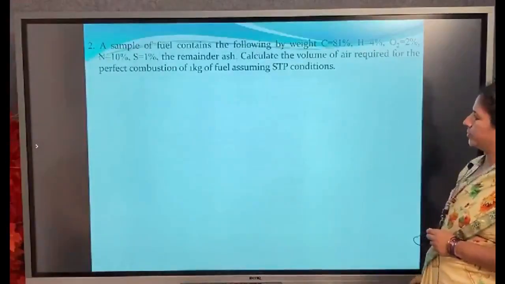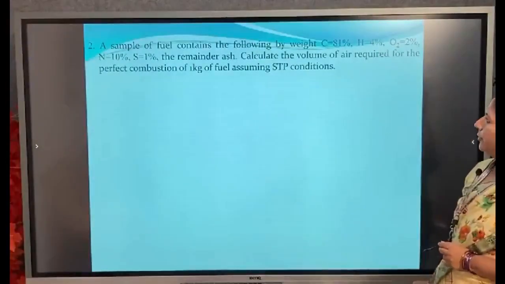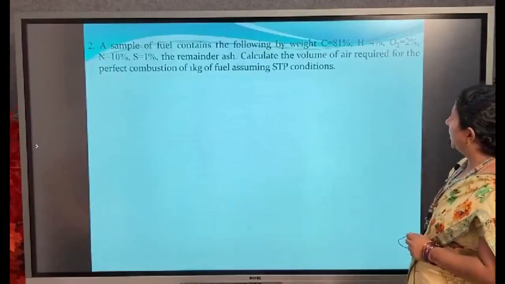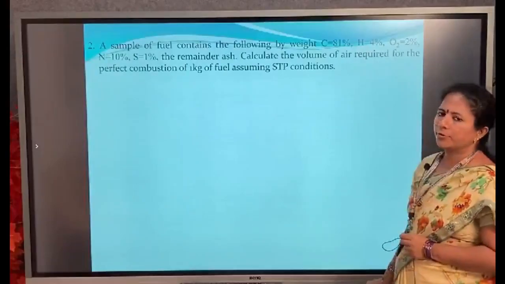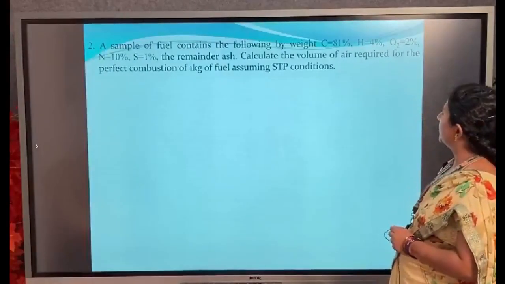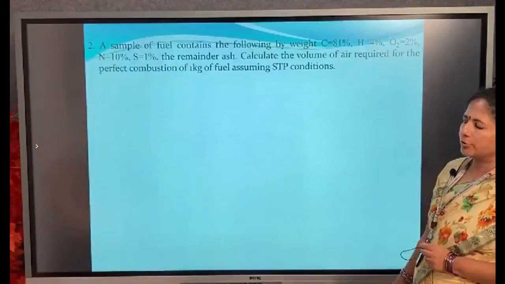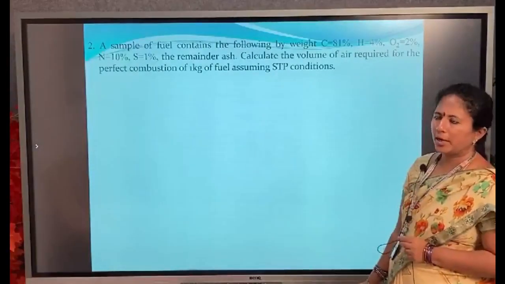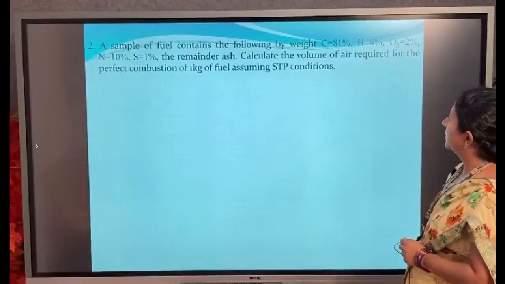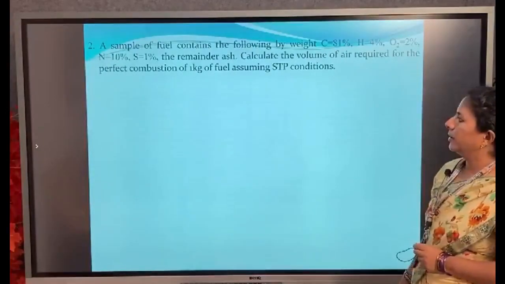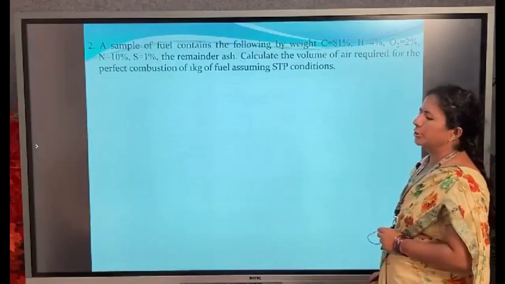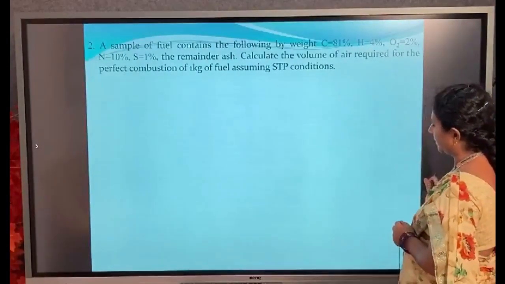So coming to the next problem. A sample of fuel contains the following by weight: carbon 81%, hydrogen 4%, oxygen 2%, nitrogen 10%, sulfur 1%, the remainder ash. Calculate the volume of air required for perfect combustion of 1 kg of fuel assuming STP conditions.